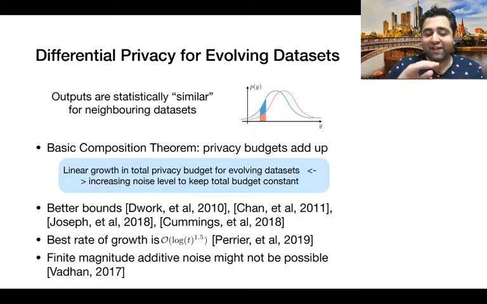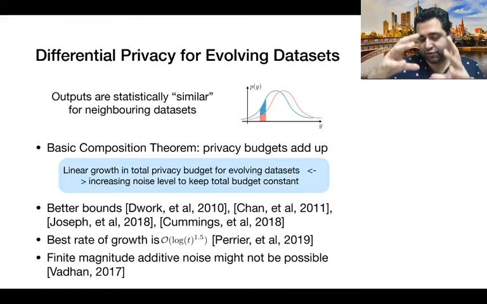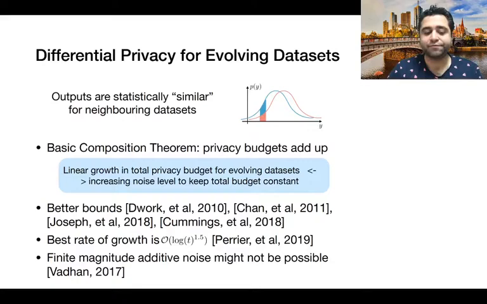But the big thing here is that no matter what people have done so far, the best rate of growth for the overall privacy budget, for some queries, has been logarithmic in the number of reports. And it has even been shown that for some queries, it might not even be possible to ensure an overall privacy budget with a fixed, constant budget with finite magnitude additive noise.